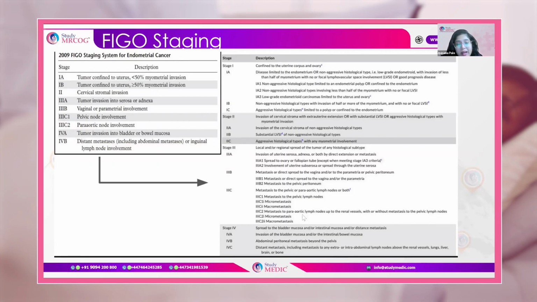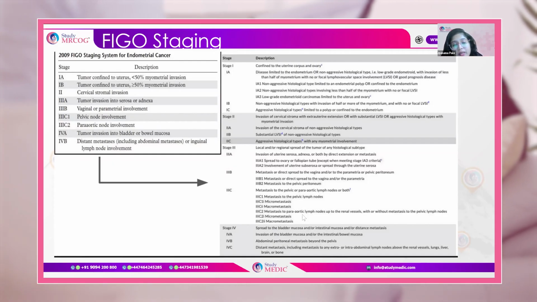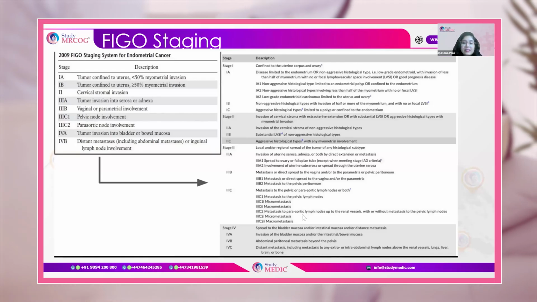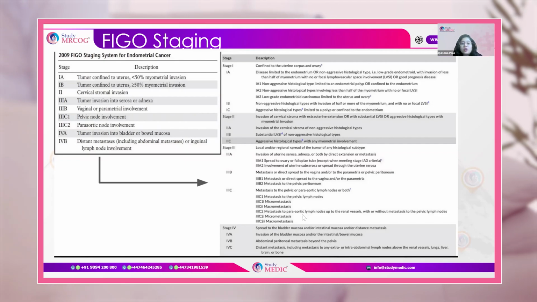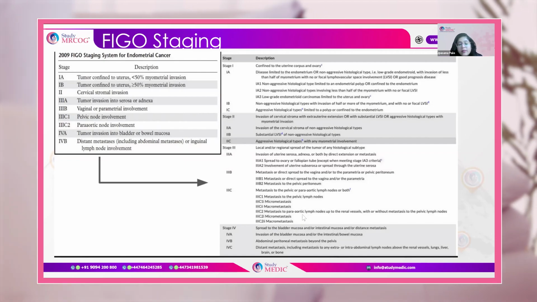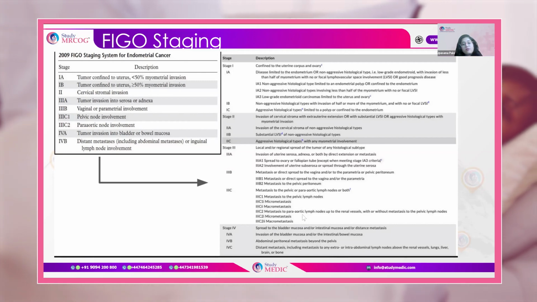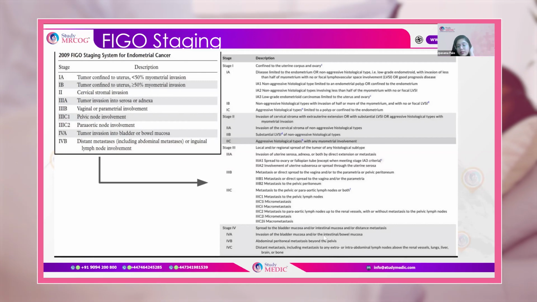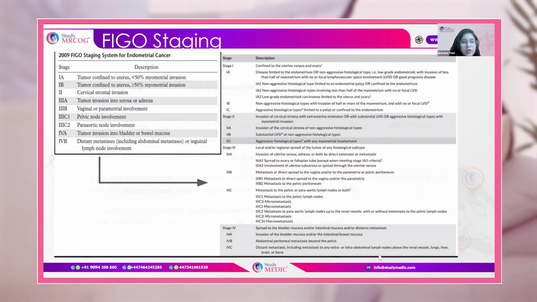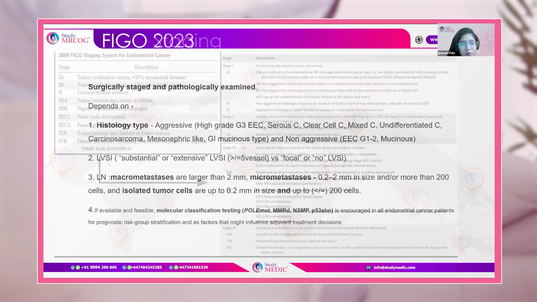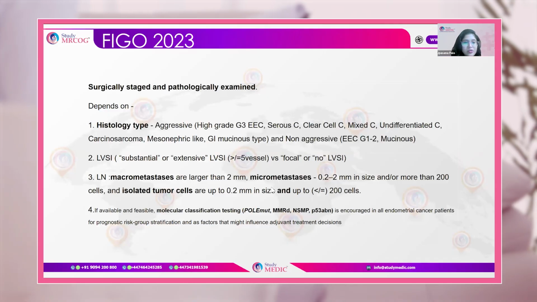Now coming to stage 4. Stage 4A is invasion of the bladder mucosa or the bowel mucosa, and 4B is abdominal peritoneal metastasis beyond the pelvis. 4C is distant metastasis, that is to the intra-abdominal lymph nodes above the renal vessels, lungs, liver, brain or bone. So 4C depends entirely on the distant metastasis. So these are the various types, the various inclusions in this FIGO 2023.